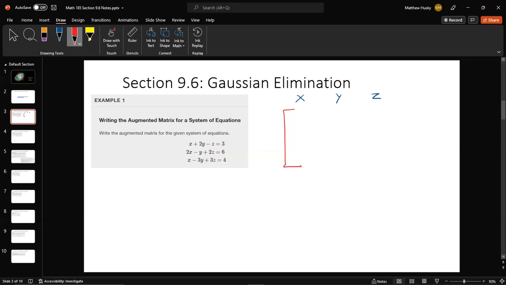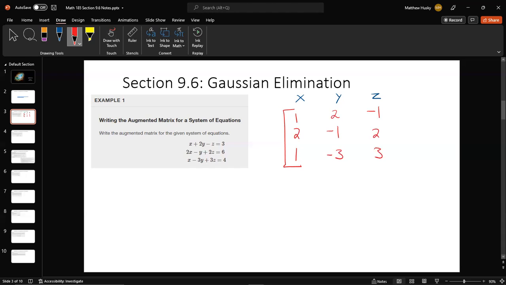So like for the x's, if there's no number there, that would just mean it's a 1. So this would be 1, 2, 1. For the y's, you have a 2, that would be -1, and then -3. And then for the z's, you have -z, that's going to be -1. 2z, you have a 2. 3z, you have a 3.